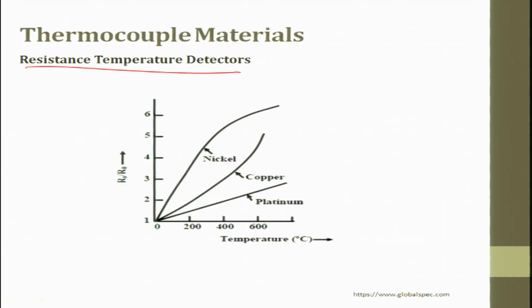So, the response of an RTD. If you take RT by R0 with respect to temperature, you see there is a linear trend for platinum. For copper, there is an exponential trend, or there is a change in the linearity. Nickel also shows this. Platinum is the best suited.